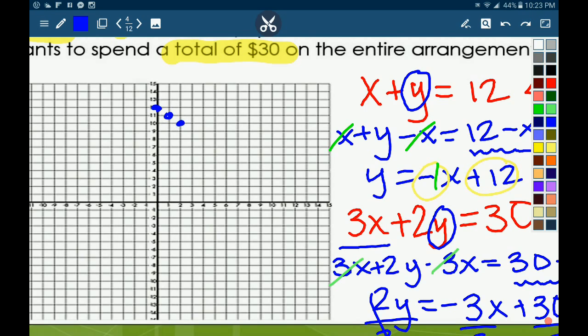Fall, run, 1, 1. And you don't have to make 4 points. All you really need is 2 points, but I made a couple just because they were pretty close together and I wanted to make sure my line was straight.